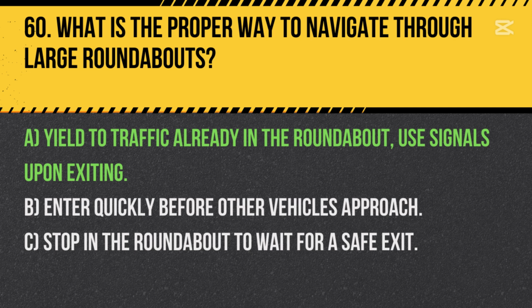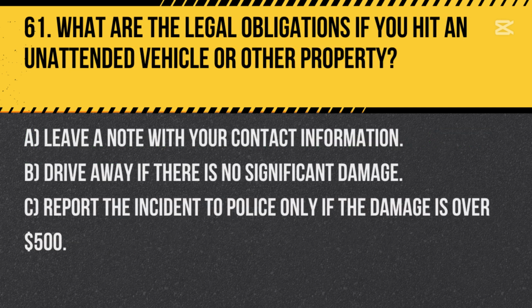Answer. A. Yield to traffic already in the roundabout. Use signals upon exiting. This ensures smooth traffic flow and reduces the risk of collisions within the roundabout. Question 61. What are the legal obligations if you hit an unattended vehicle or other property?